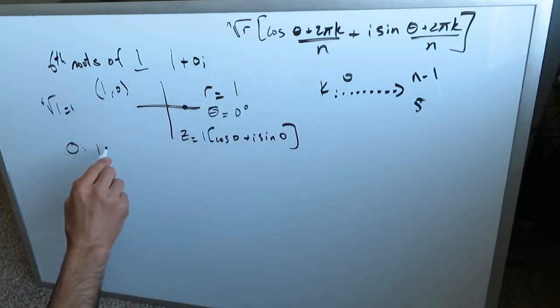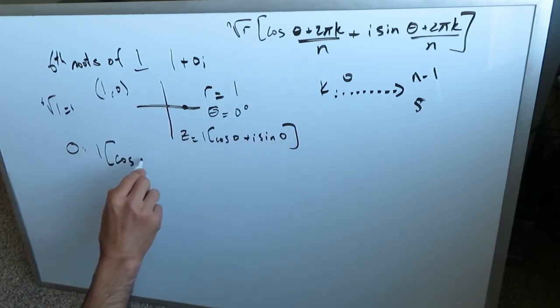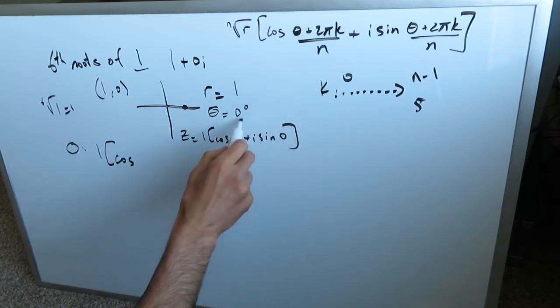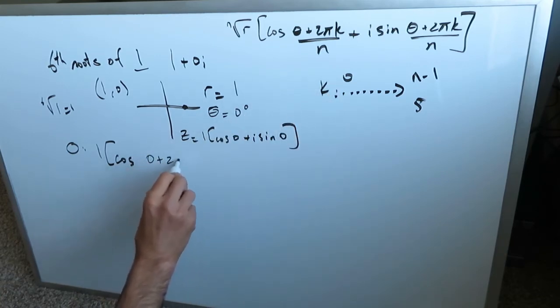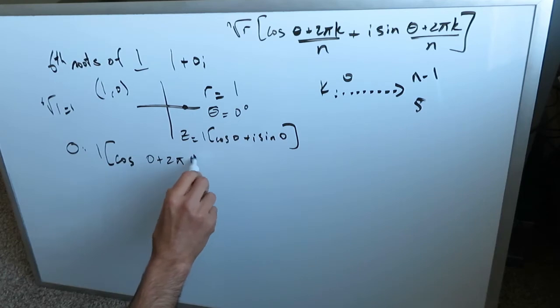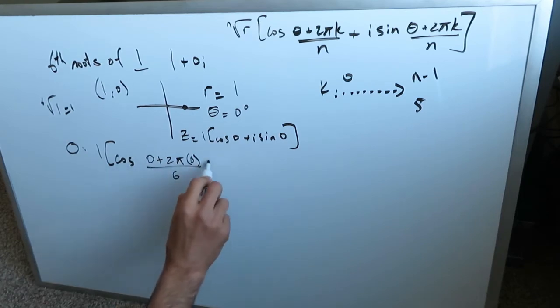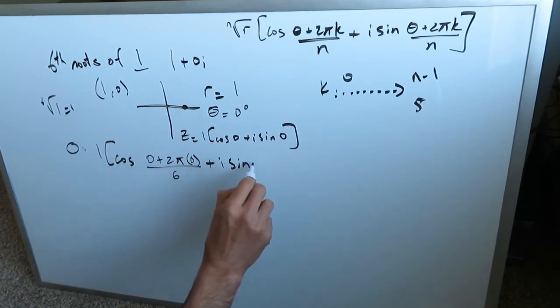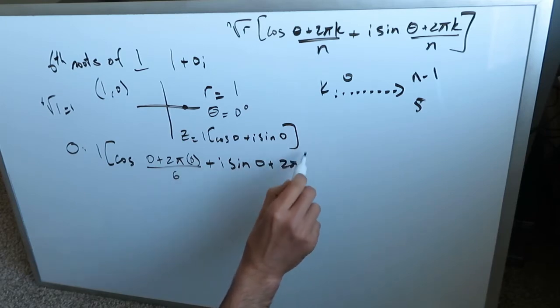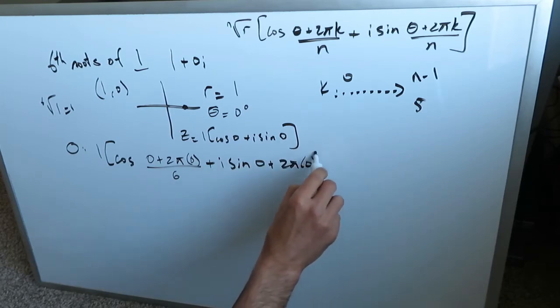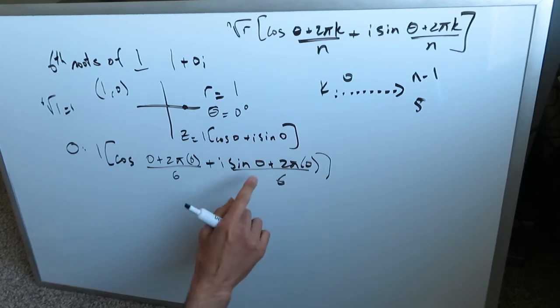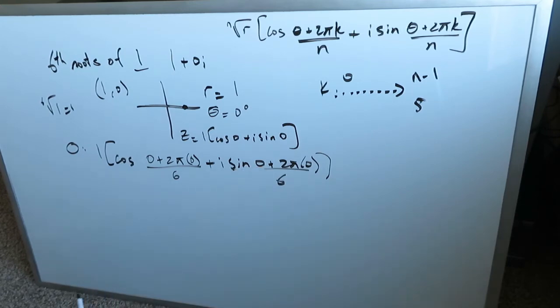Then we're going to plug everything in. We have cosine of theta, which is 0. Our theta is 0 over here, plus 2 pi times k value here of 0, all divided by 6, plus i sine 0 plus 2 pi times k value here 0, all over 6. That's my first part.